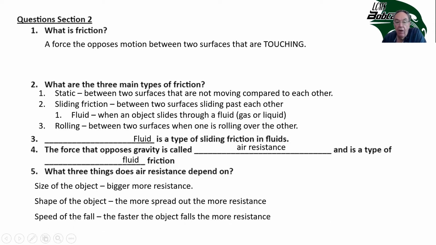And then the speed of the fall. Like when we watched the skydivers, the faster they fall, the more air resistance builds up underneath them, and eventually the air resistance equals the force of gravity, and they fall at a constant speed called terminal velocity.